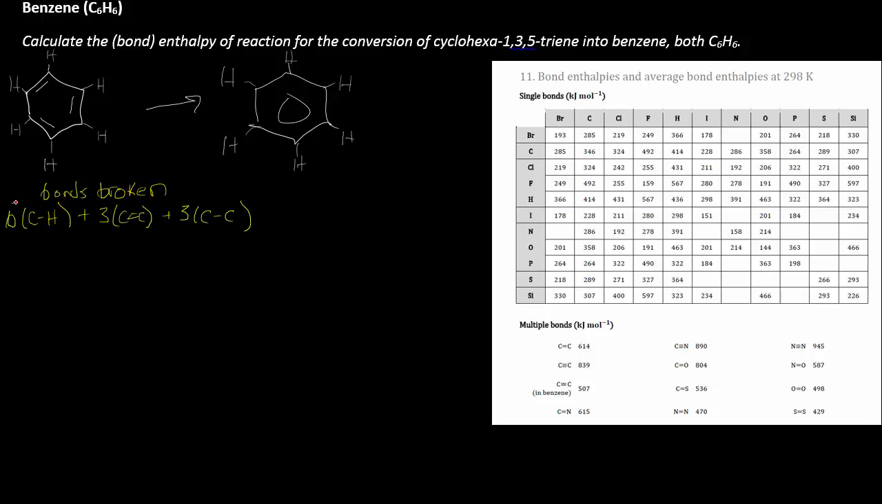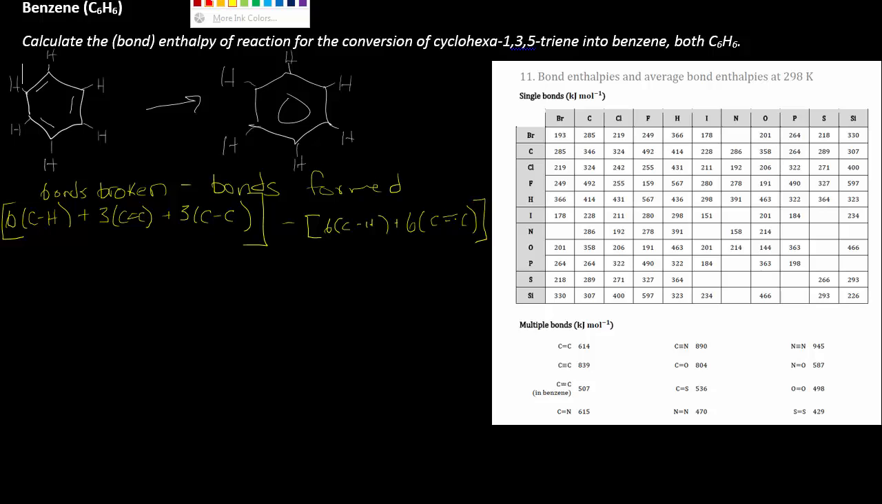Let's have a look here. If we're going to treat this as a bond enthalpies question, bonds broken minus bonds formed is equal to the enthalpy of reaction. So we're going to break the bonds in cyclohexa-1,3,5-triene. We're going to break 6 carbon-hydrogen bonds, 3 CC double bonds, and 3 CC single bonds. From that, we're going to subtract 6 carbon-hydrogen bonds and 6 carbon-carbon benzene, 1.5-ish type bonds. Illustrated this way.